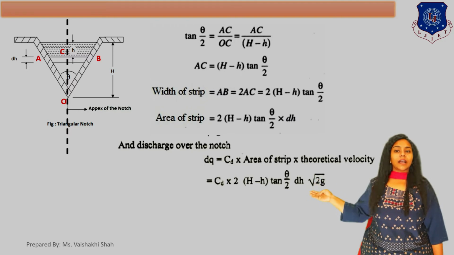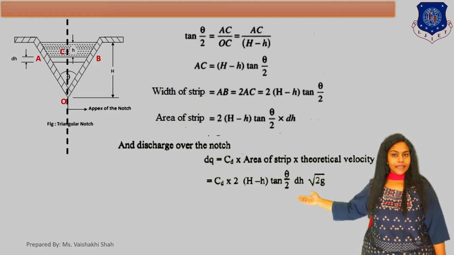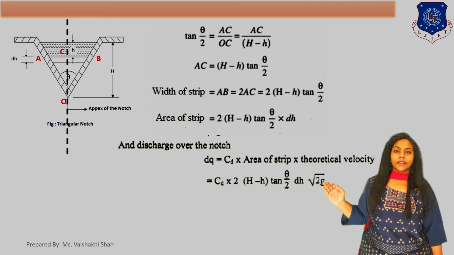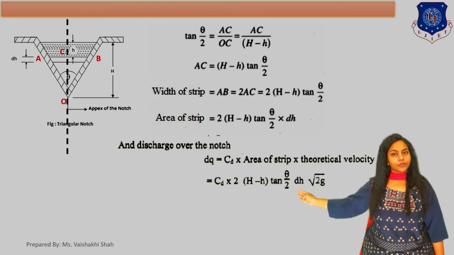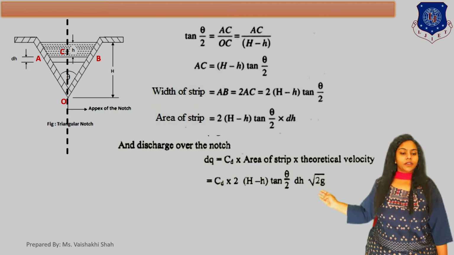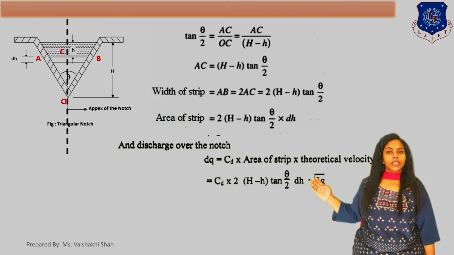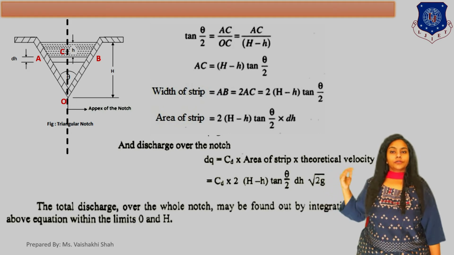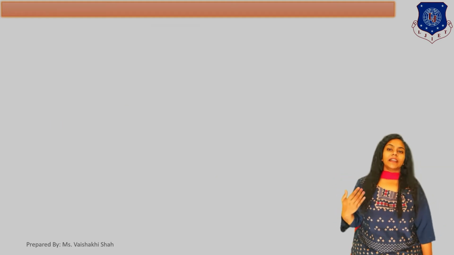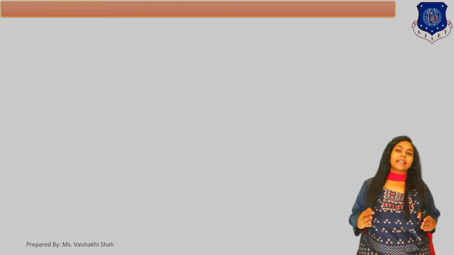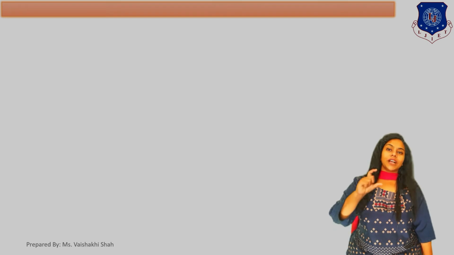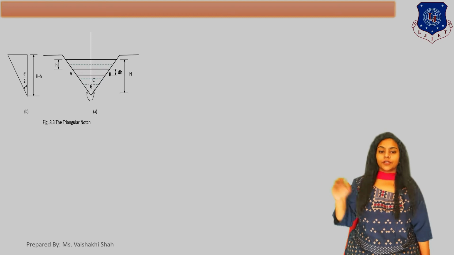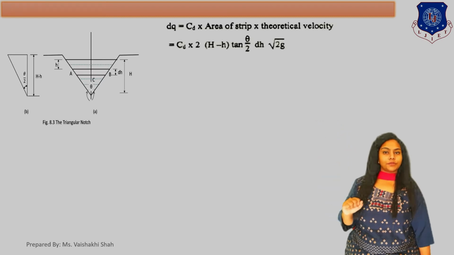So here, the coefficient of discharge is CD, the area of the strip is 2 into (H minus h) into tan theta by 2 into dh, and the theoretical velocity is under root 2gh. Now to find the total discharge, integrate the equation of discharge through a single strip within limits 0 to H. So here this is your equation for discharge through a single strip.